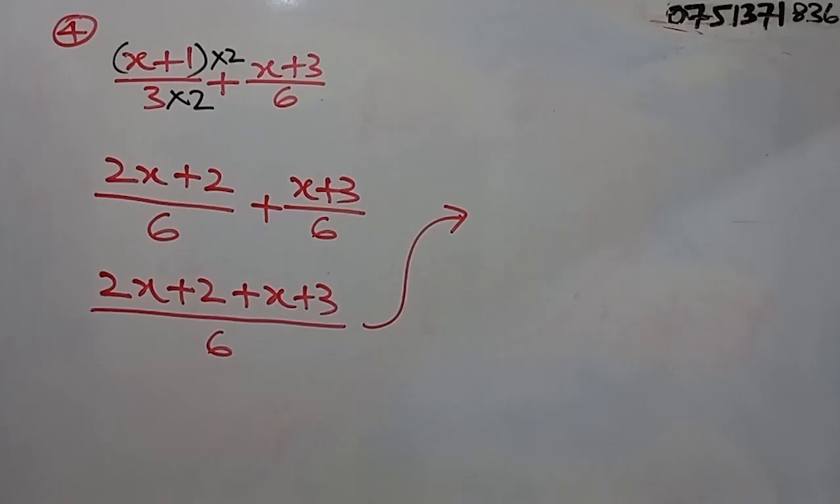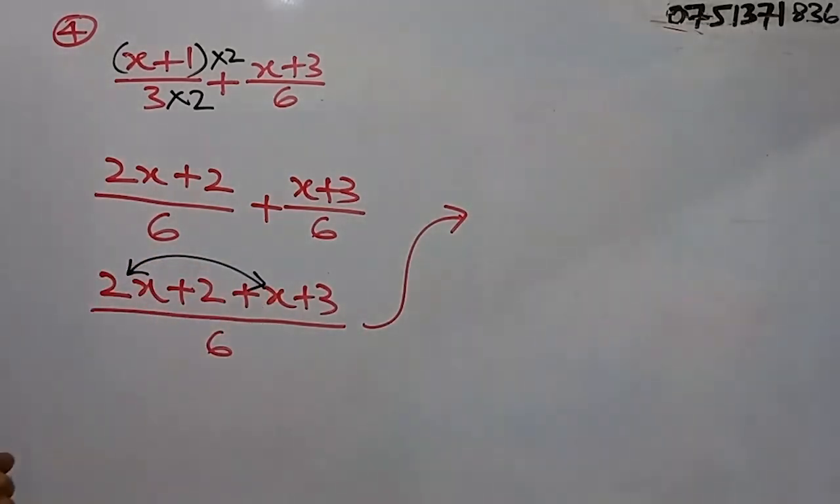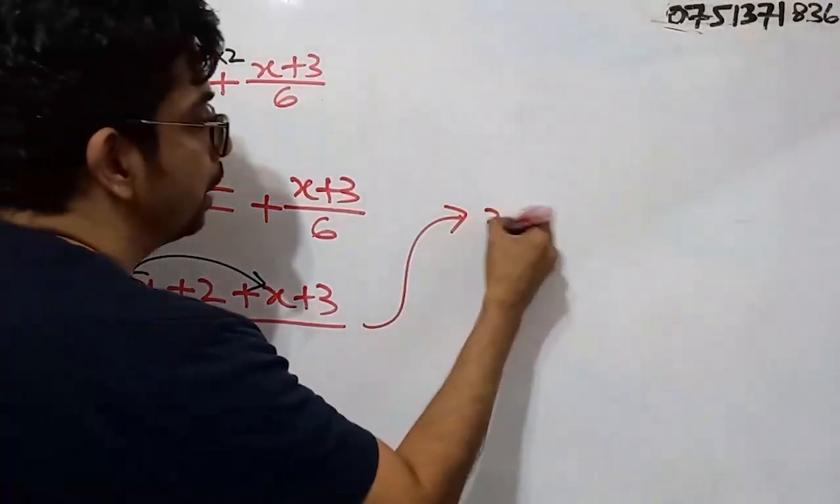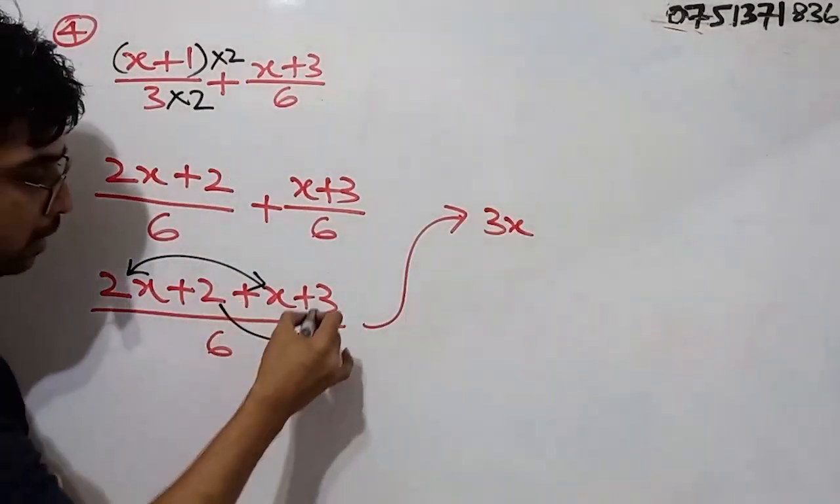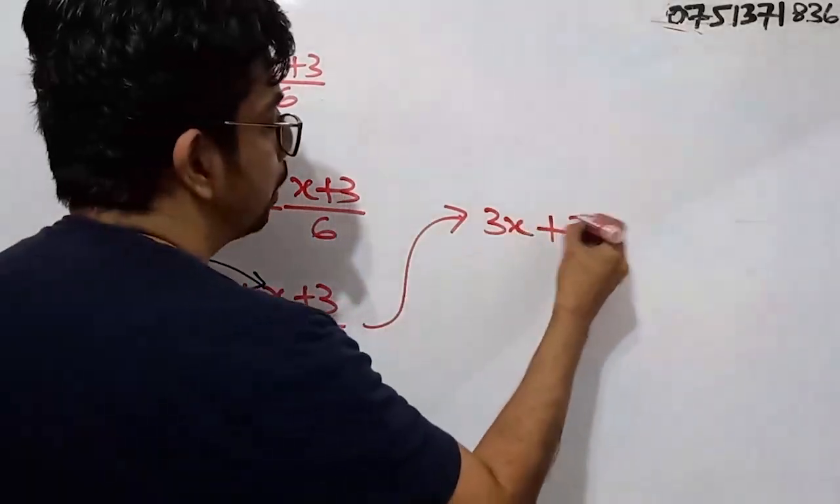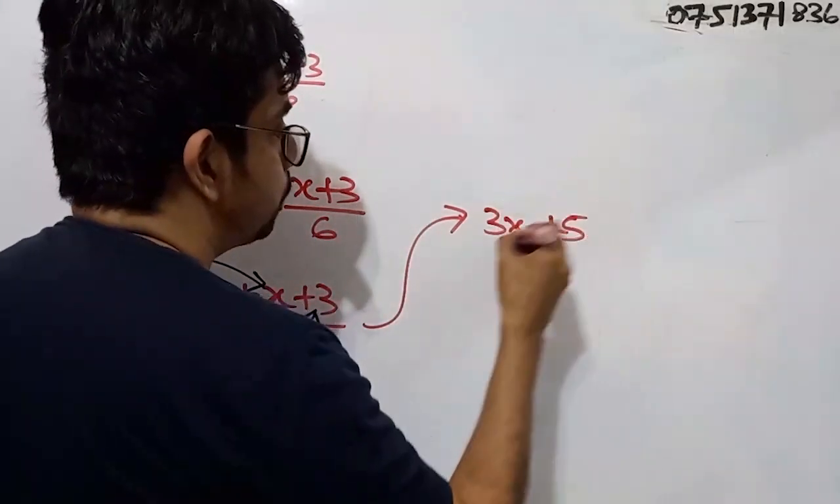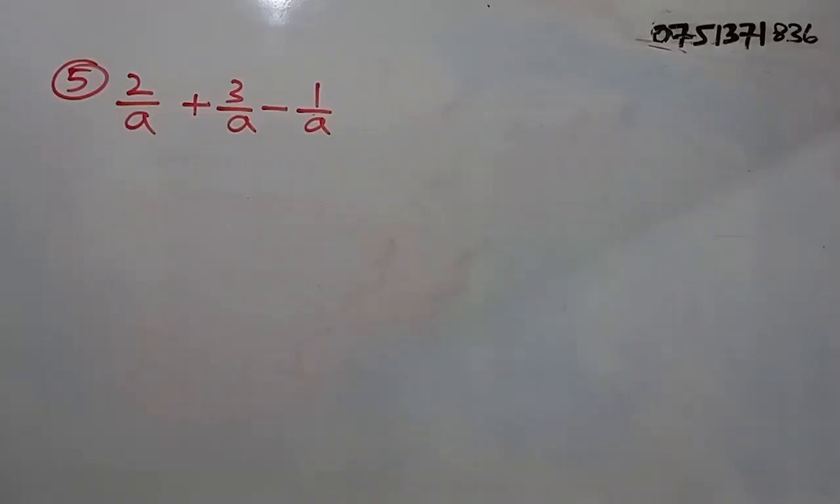So now I can simplify. So 2x plus x, what will be the outcome? It will be 3x. Then we can add these two numbers. 2 plus 3, it will be what? 5. So 3x plus 5 divided by 6. That will be the answer.